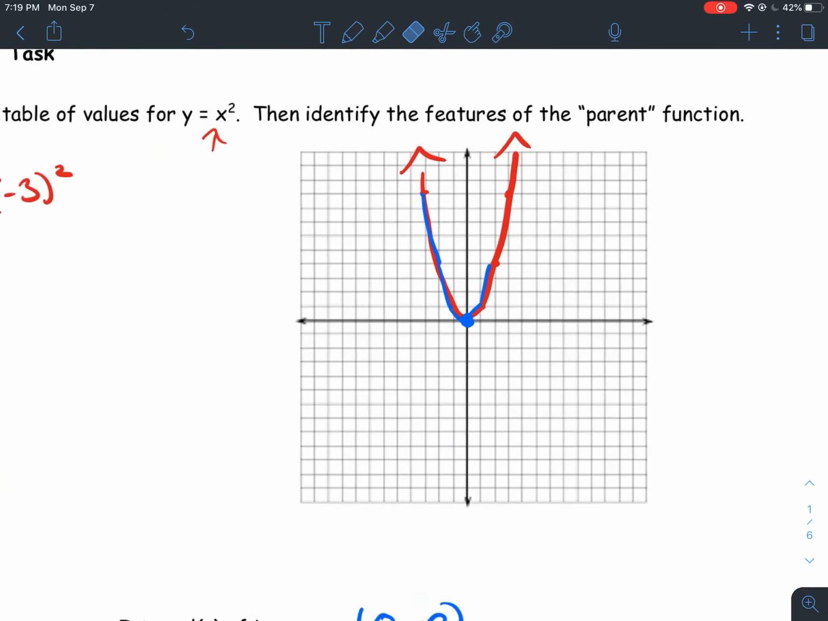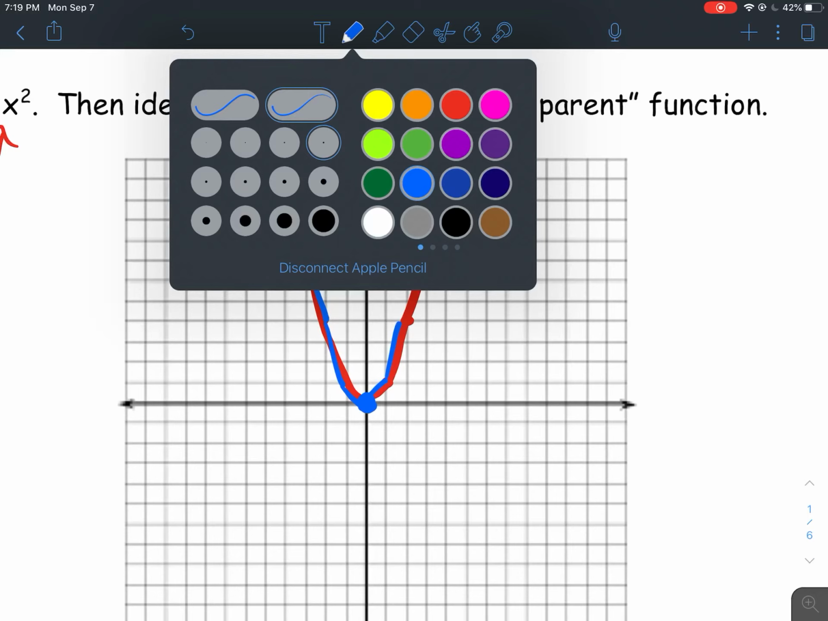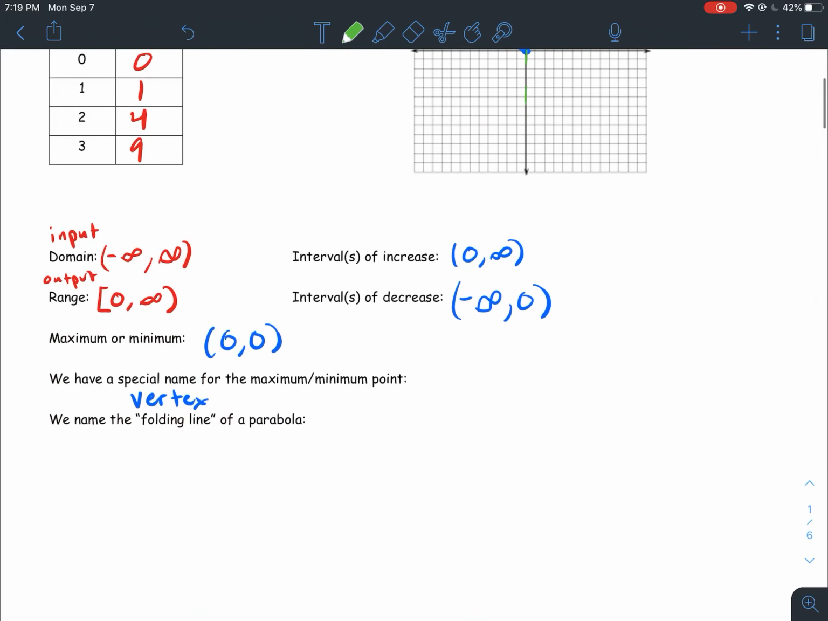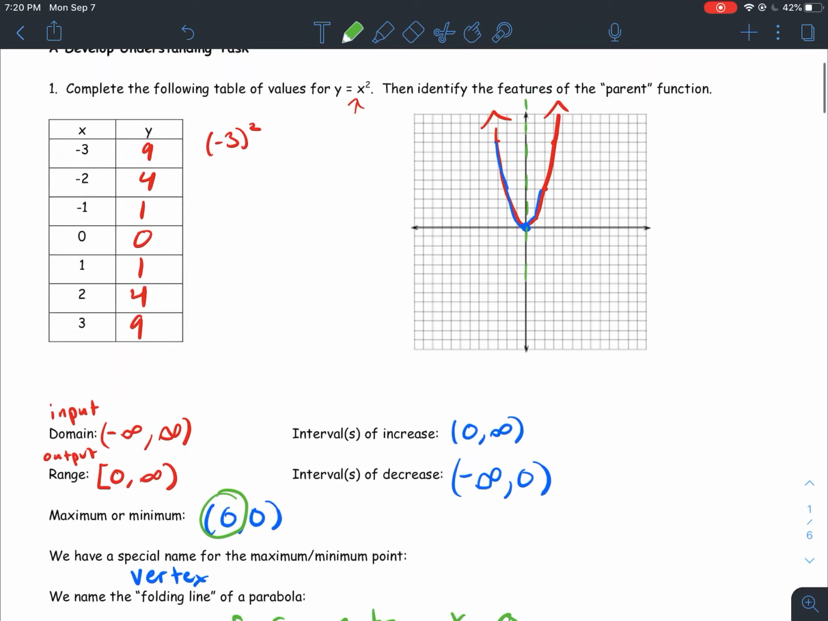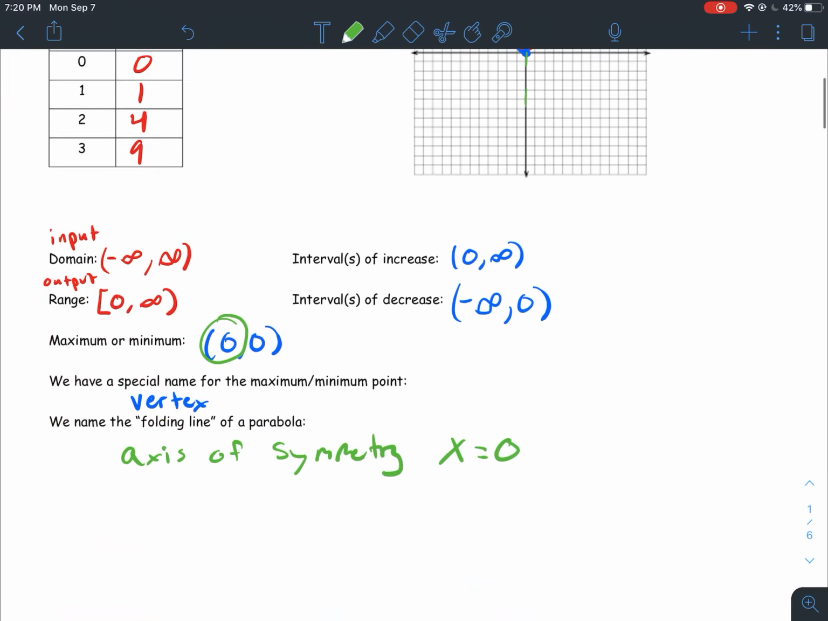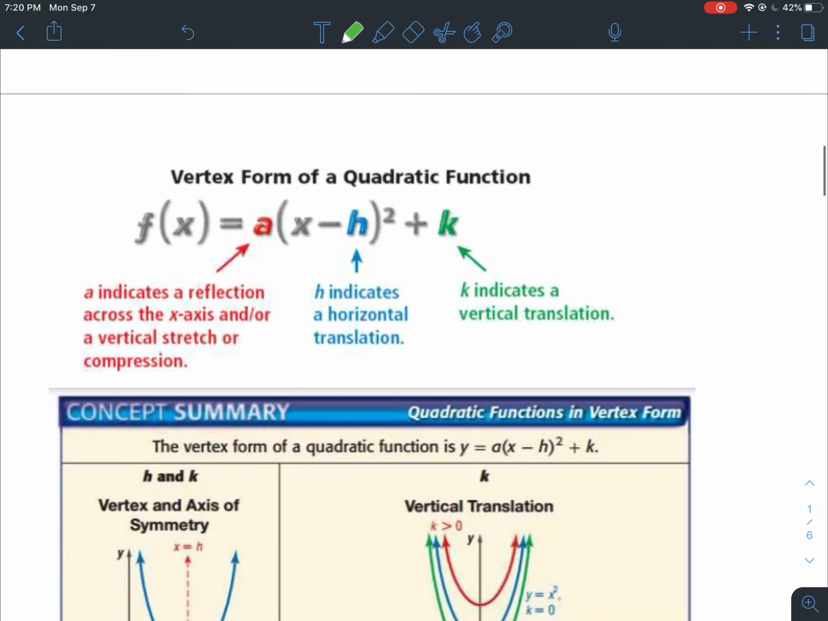Then the last one, it says name the folding line of a parabola. So what do they mean by folding line? They mean the line that splits the parabola exactly in half. It's a mirror image of itself. So this is called the axis of symmetry. And it's always going to be written as x equals, and then the x value of your vertex. So x equals 0, and that makes sense because that dashed line I just drew would be x equals 0.